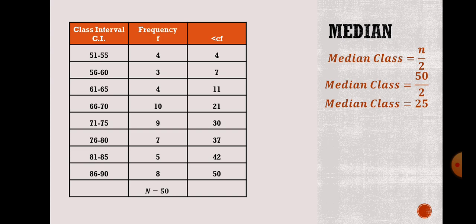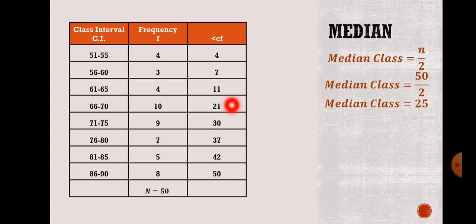Okay, so let us locate 25 on our less than cumulative frequency table. So para ma-identify natin yung median class, we have 25. Saan ba pinakamalapit si 25? Okay, so malapit siya sa 21.